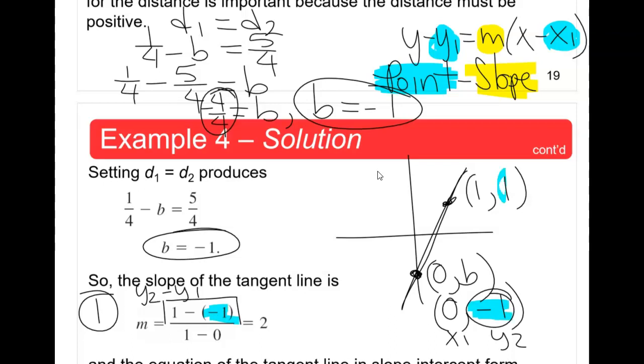So we're doing 1 minus negative 1. That's what we're doing here. And then for the bottom, we're subtracting the x values. So that will be x sub 2, that's a 1, minus x sub 1, which is a 0. And so that will just give us 1. So on the top, we will have 1 plus 1, and then on the bottom, just a 1. So that's how we get a 2.